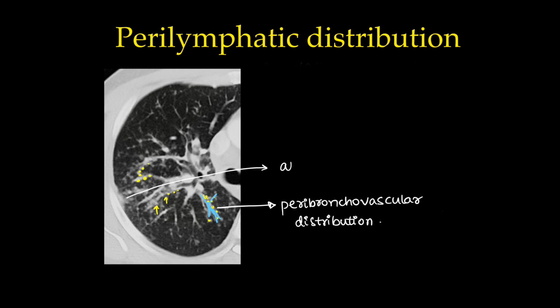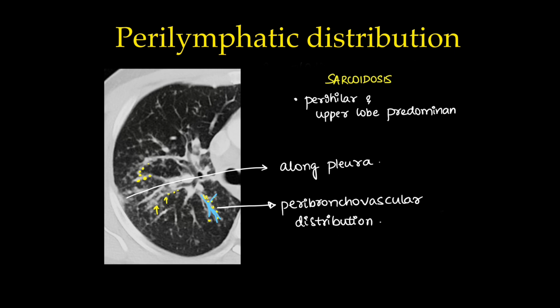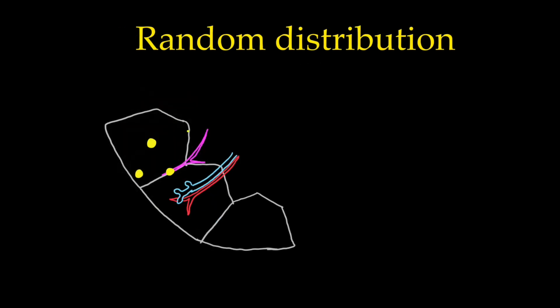Here we can see perilymphatic distribution of nodules along the peribronchovascular interstitium. The bronchovascular structures are studded with nodules. This is a case of sarcoidosis. Also pleural surfaces are studded with nodules in focal areas. This is a case of sarcoidosis with perihilar and upper lobe predominance. Look for hilar nodes. Coming to the last nodular distribution, that is random distribution of nodules.